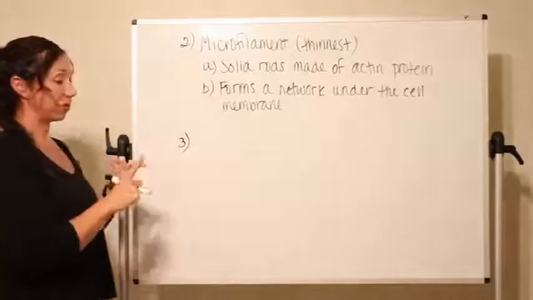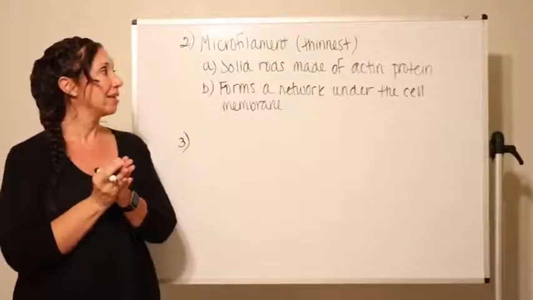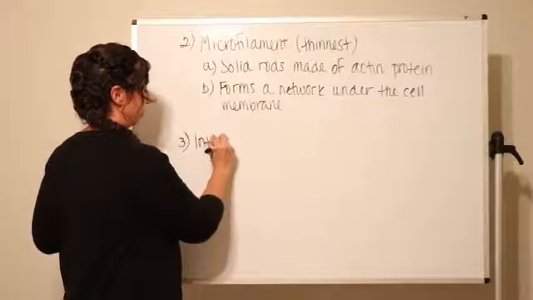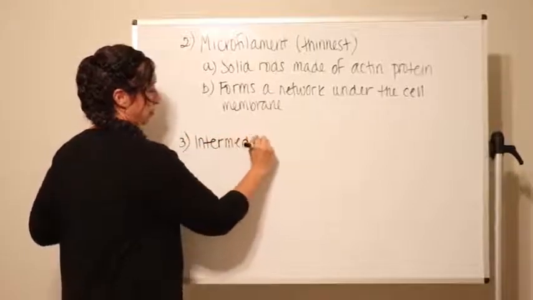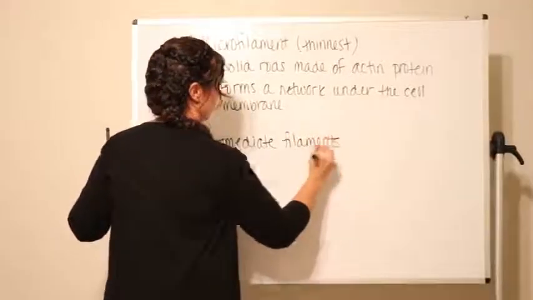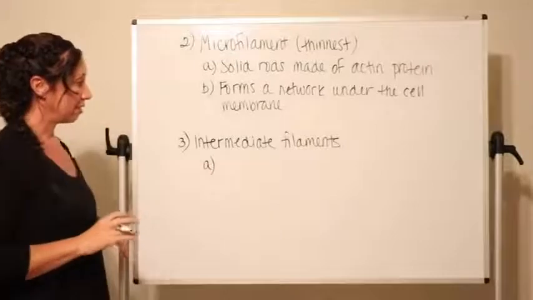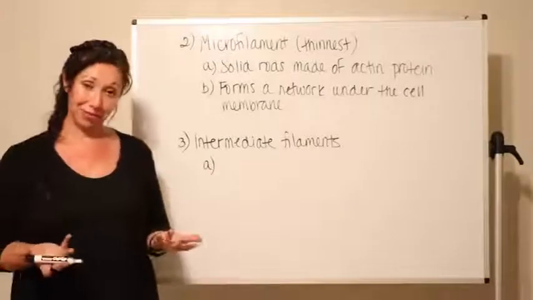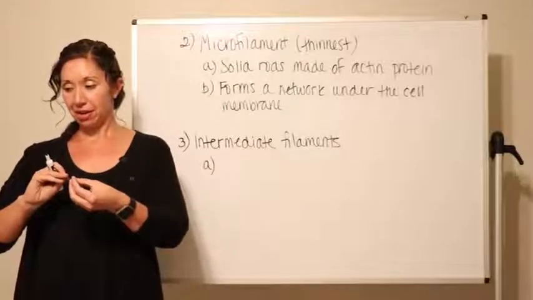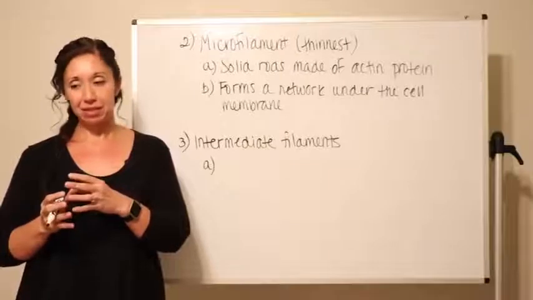So we have microtubules, we have microfilaments, and the last one are these in-between ones. So you have thickest and thinnest. Next one are called intermediate filaments. So the intermediate filaments, these form a different kind of structure, again another different function. These are fibers made of keratin protein. They look a little bit different.